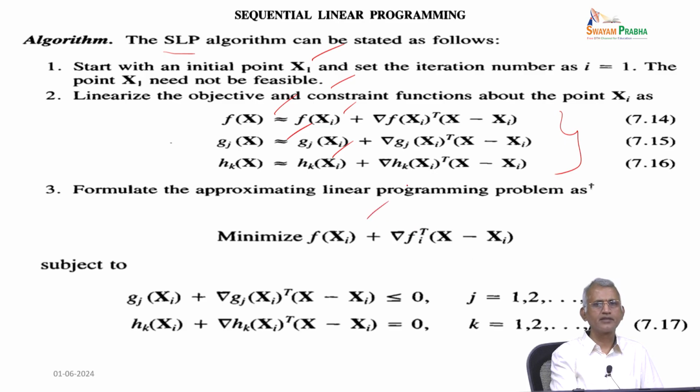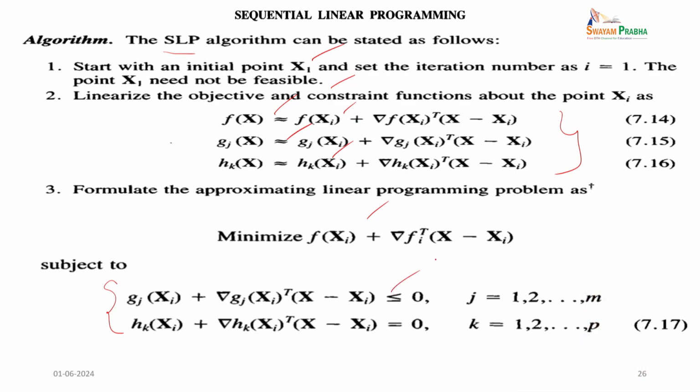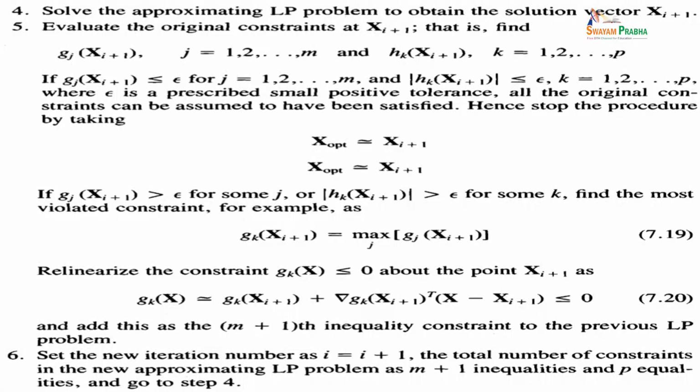Number 3, based on these, formulate the approximating linear programming problem as: minimize f of xi plus gradient f of xi transpose times x minus xi, subject to the constraints gj of xi plus gradient gj of xi transpose times x minus xi less than or equal to 0, and hk of xi plus gradient hk of xi transpose times x minus xi equal to 0. Keep in mind this is the way we have to formulate it. And fourth point, solve the approximating LP problem to obtain the solution vector x suffix i plus 1.